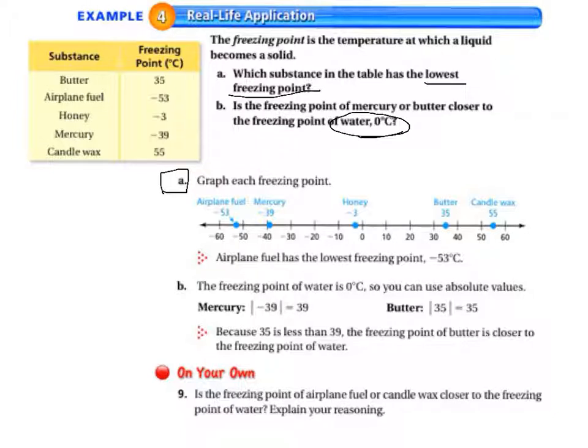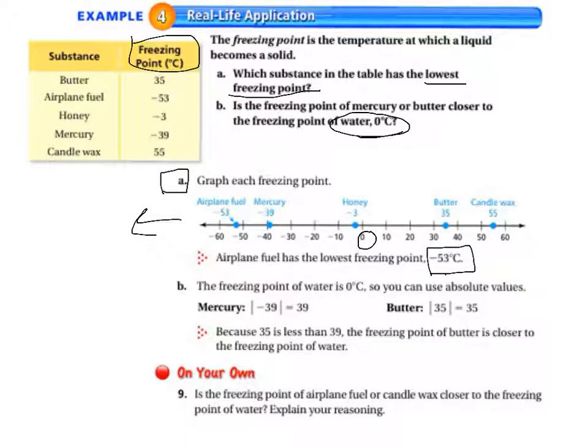So airplane fuel is negative 53 degrees. Mercury is negative 39 degrees. Honey is negative 3 degrees. And butter is positive 35 degrees. And candle wax is positive 55 degrees. And here's water right here in the middle, which is 0 degrees. Remember, these are all in Celsius. So airplane fuel has the lowest freezing point because it is the farthest to the left. So that answered question A.